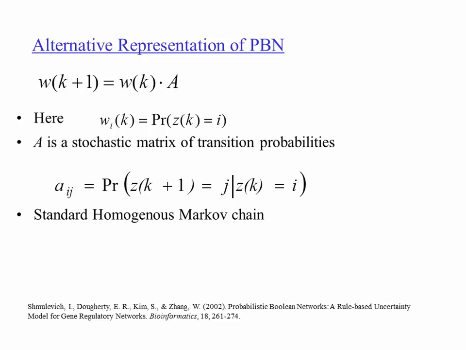How? Do exactly the same thing as before, but instead of the unit basis vectors of dimension 2 to the power of n, you're going to have what is called the probability distribution vector, or the vector of occupation probabilities. So w_i(k) is the probability that z(k) equals i, and then you basically have a Markov chain, where A is a stochastic matrix of transition probabilities. It's a matrix where all the rows are non-negative and sum up to 1. And this becomes a standard homogeneous Markov chain. Markov chains have been studied since the 40s, 50s, so lots of powerful results are available.